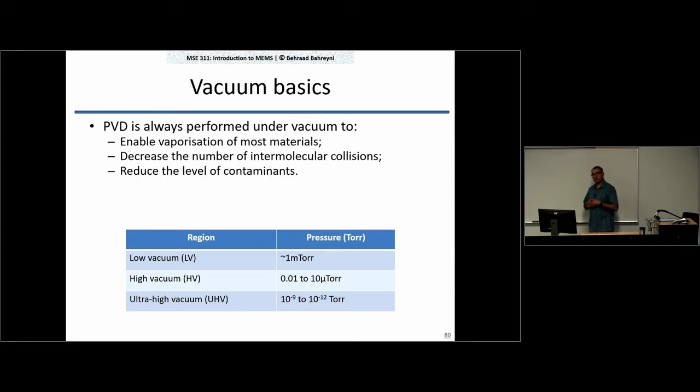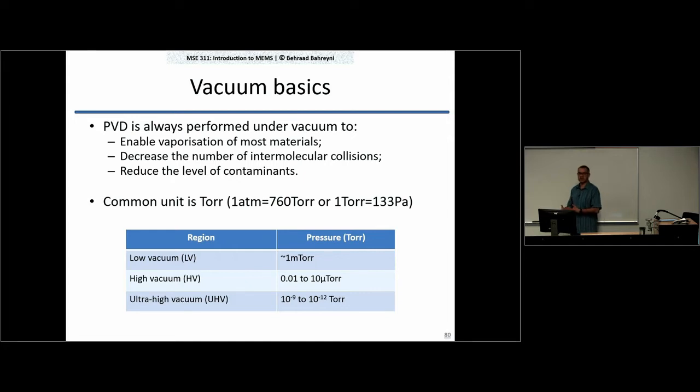And finally, you want to reduce the level of contamination. If you are doing this evaporation in a vacuum, it means that you basically have removed all the other material in this chamber. So what happens is that when you evaporate your metal, hopefully nothing else is going to come and sit next to your metal particles on your substrate. So vacuum gives us all these benefits.